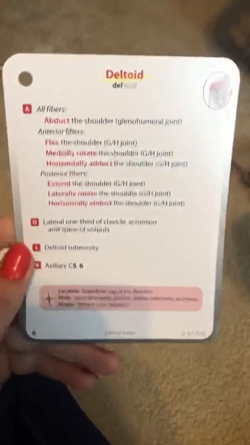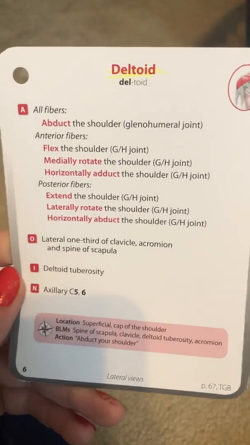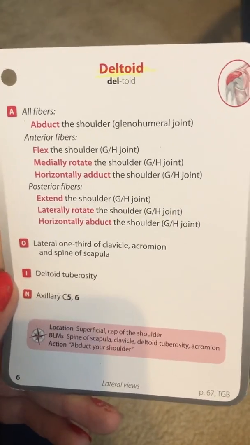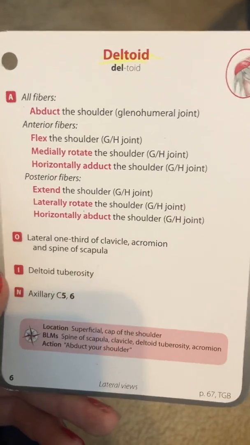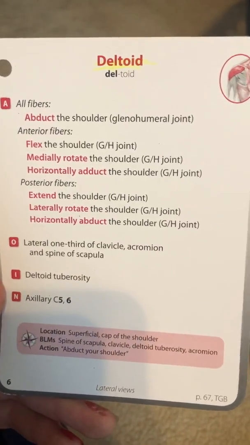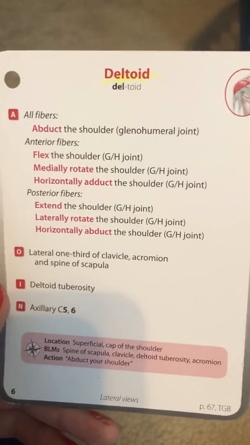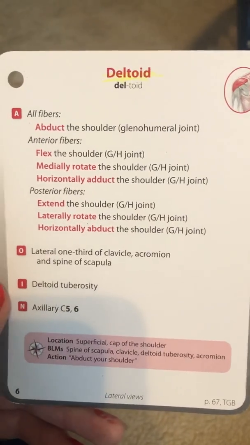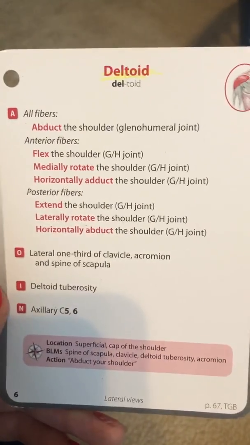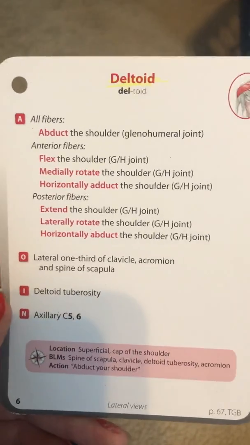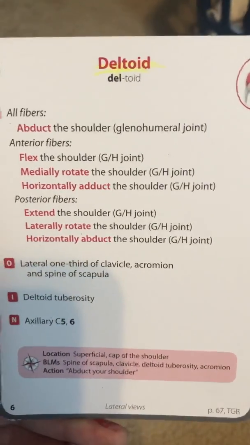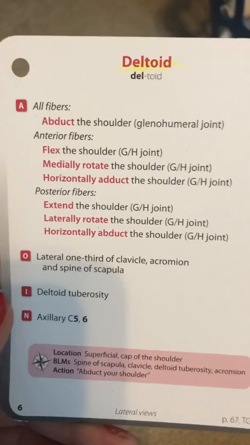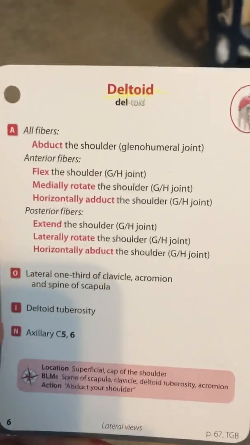Deltoid. All fibers abduct shoulder. Anterior fibers flex shoulder, medially rotate shoulder, horizontally adduct shoulder. Posterior fibers extend shoulder, laterally rotate shoulder, horizontally abduct shoulder. Origin, lateral 1/3 of clavicle, acromion, and spine of scapula. Insertion, deltoid tuberosity. Nerve supply, axillary.